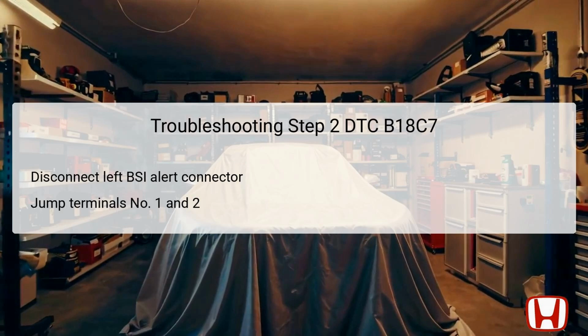After making these connections, the vehicle should again be set to the on mode. If DTC B18C7 changes to the alternate code B18C5, this indicates that the alert indicator is functioning properly. If it remains or changes to a different code, further investigation is warranted.